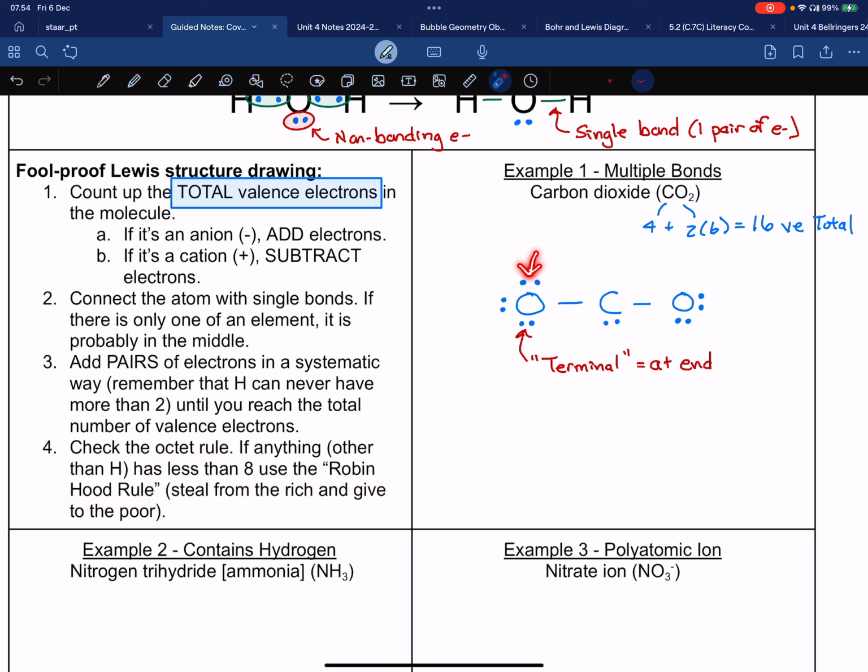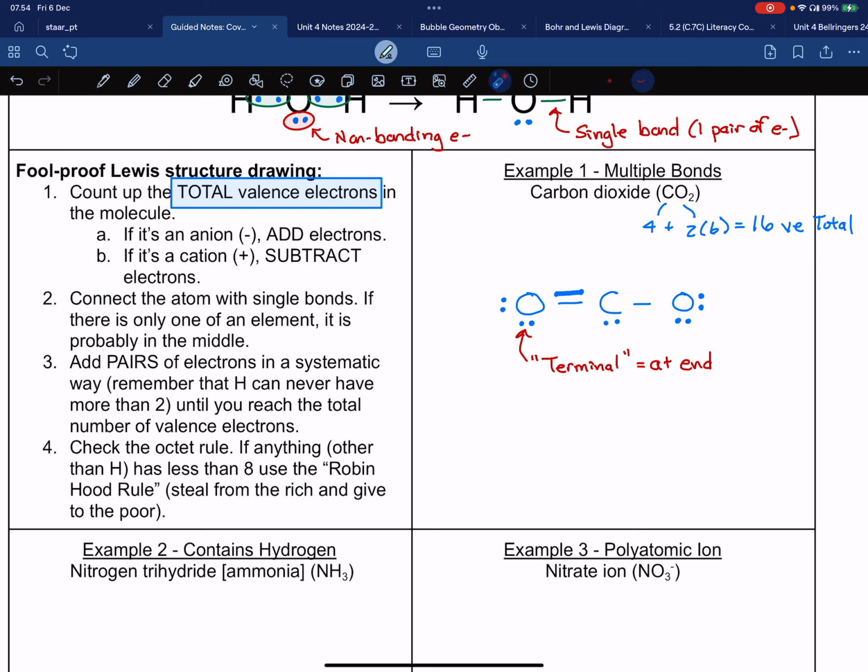All right, this guy has 8, that is fine. This guy has 2, 4, 6. That is not fine. So what I'm going to do is I am going to erase that pair, and I'm going to use it to make another bond. Actually, I'll go ahead and leave that thick because that shows me that that's a bond that I got from taking electrons away from this oxygen.